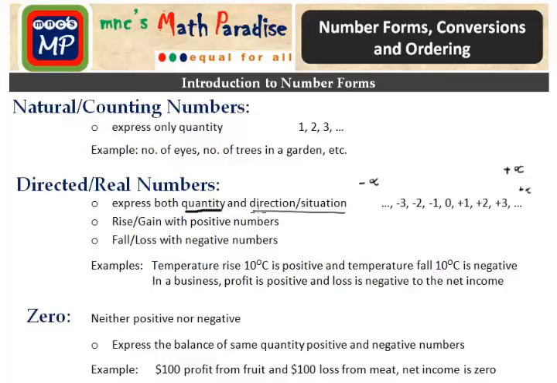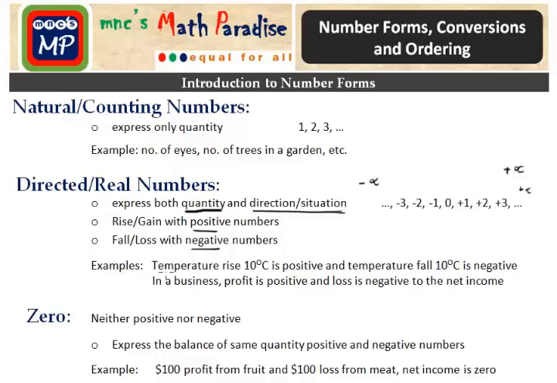Real numbers, in addition to quantity, represent the direction. Direction can be positive or negative. So actually this sign, positive or negative, represents some situations. For example, rise and gain, these kinds of concepts are expressed as positive numbers. Fall or loss, these kinds of concepts are expressed as negative numbers.